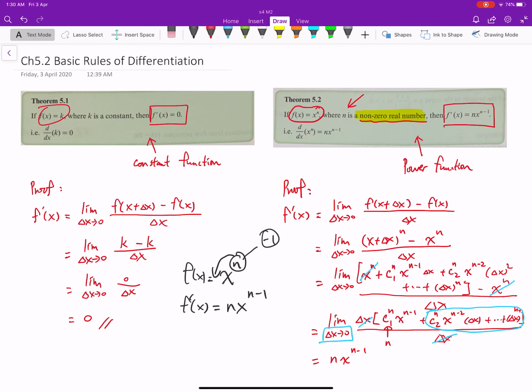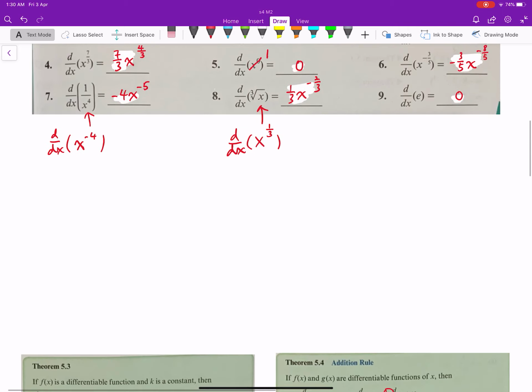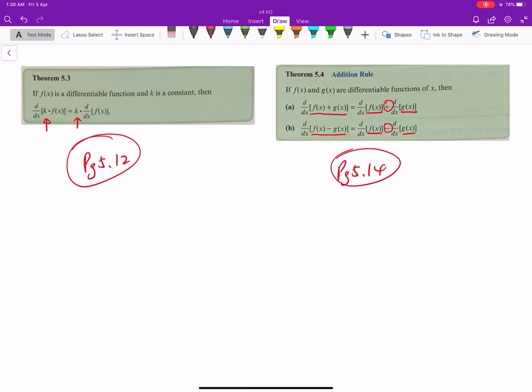For the first one, differentiate a constant number, we will get 0. For the second one, differentiate x to the power n, you put the n in front of the term, and then you get the power minus 1. For theorem 5.3, the k you can ignore first, and just do the part you want to do. For theorem 5.4, for addition or subtraction, you can differentiate them separately and then add or subtract afterwards. So this is the end of this lesson.